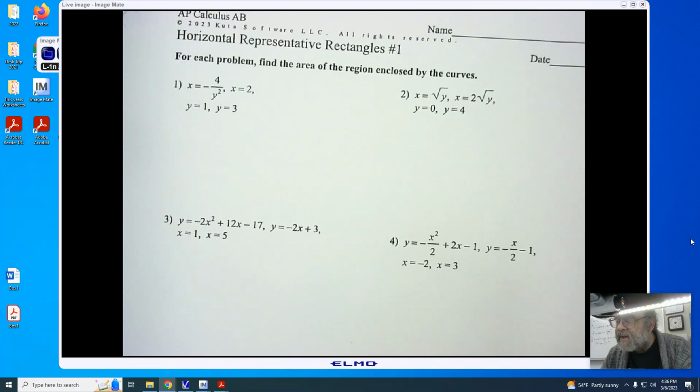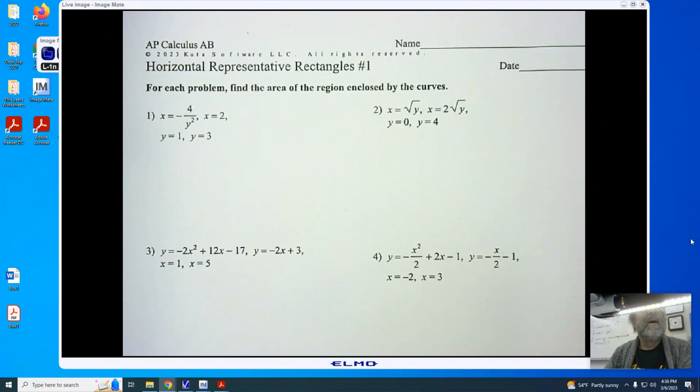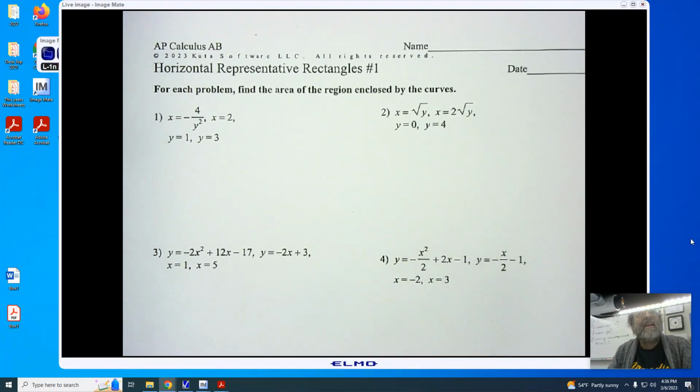Today I'm going to be taking a look at the horizontal representative rectangles worksheet. This is what I gave to our classes today in AP Calculus AB. And what I'd like to do is just give individuals who are not members of my class the opportunity to take a picture of this, a screenshot. Please do so now. Then we'll be going over numbers 1 through 4.